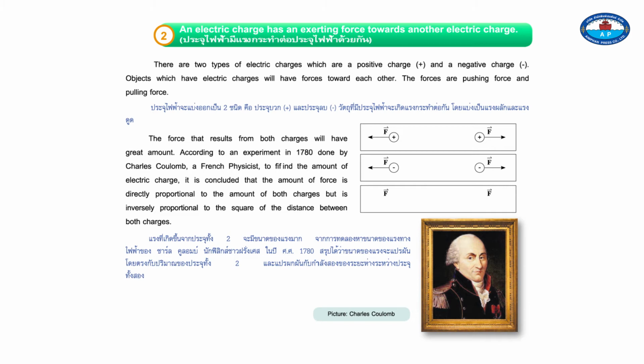According to an experiment in 1780 done by Charles Coulomb, a French physicist, to find the amount of electric force, it is concluded that the amount of force is directly proportional to the amount of both charges, but is inversely proportional to the square of the distance between both charges. Coulomb's law.